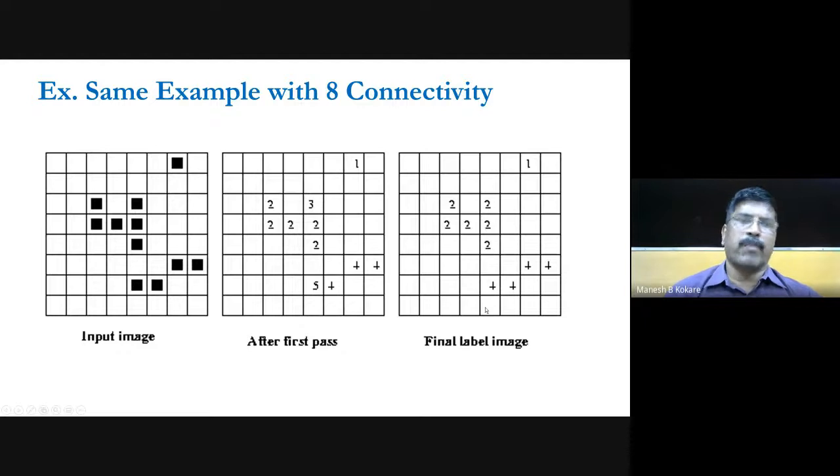So in this way, region identification is done by either 4 connectivity or 8 connectivity. Okay, and in our next lecture we will study contour-based techniques for shape representation.